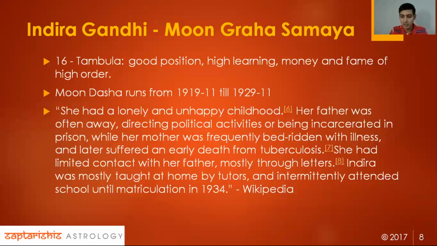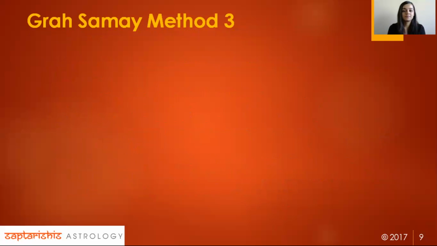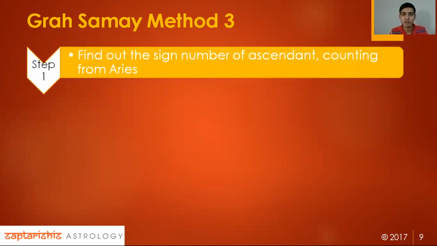Right now let's move on with another way of calculating Grah Samaya, and this I will call Grah Samaya method number 3. In this, what we have to do is first identify the sign number of the ascendant. Now, this is different from method 1, which we covered in part 1. Here we are focusing more on the sign number of the ascendant.